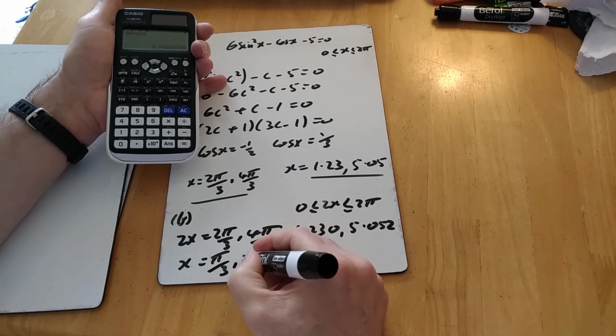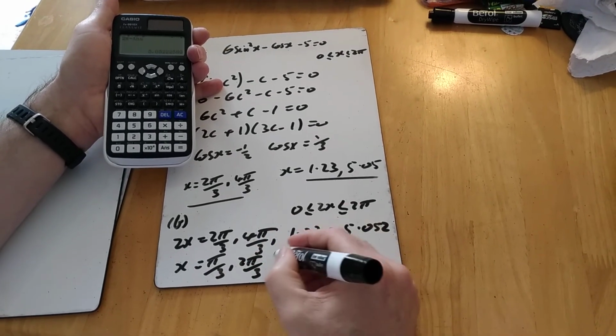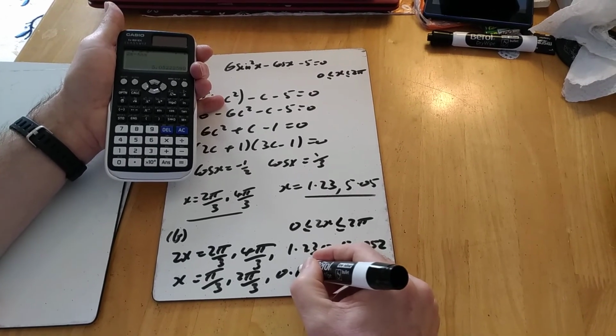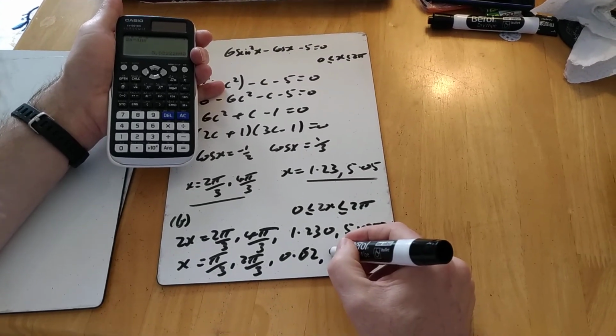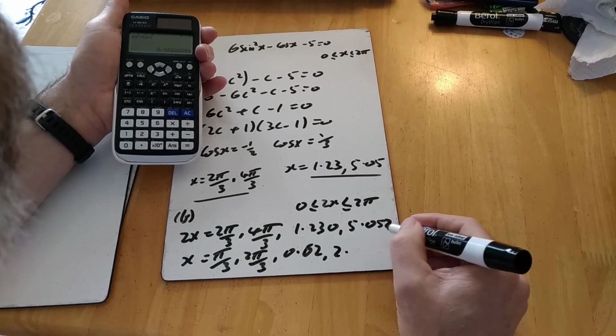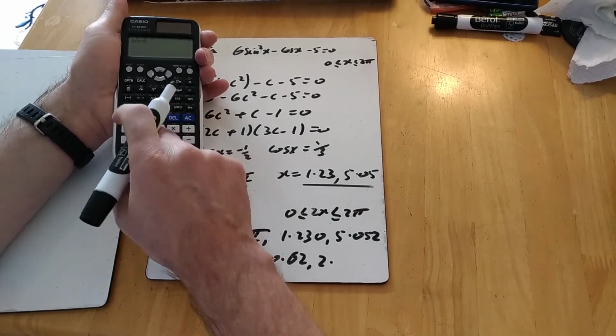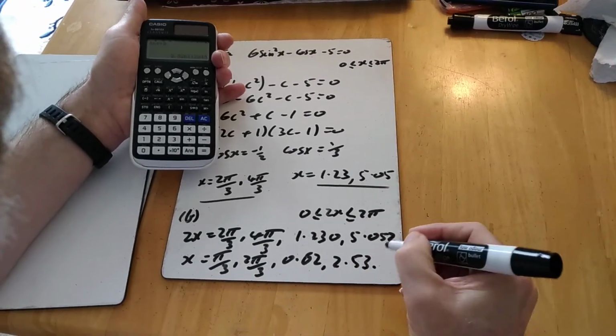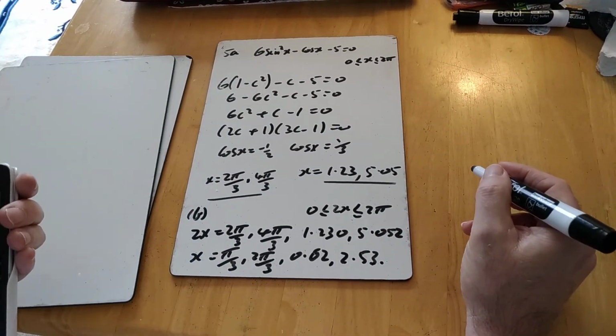pi over 3, 2 pi over 3, 0.615, 0.62, and 2 point, you know what, my brain's gone, there we go, 2.53. Just in case. A new calculator will come into their own eventually, and there we go.